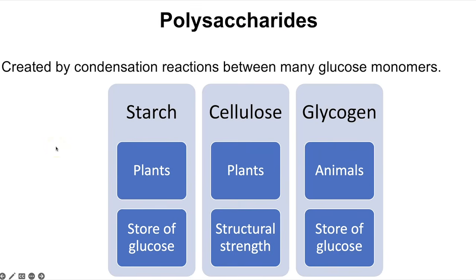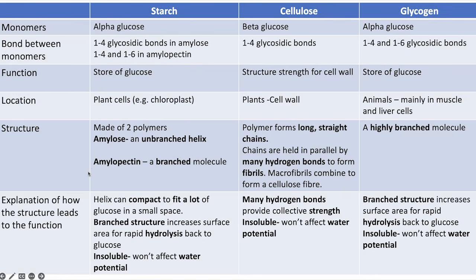So the polysaccharides are created by repeated condensation reactions between many glucose monomers. Starch is found in plants, and its function is a store of glucose. Cellulose is also found in plants, and that is a structural molecule, so it provides structural strength to the cell wall. And glycogen is found in animals, it's also a store of glucose. So glycogen and starch are very similar in structure because they have the same function, it's just one is found in plants, one is found in animals.